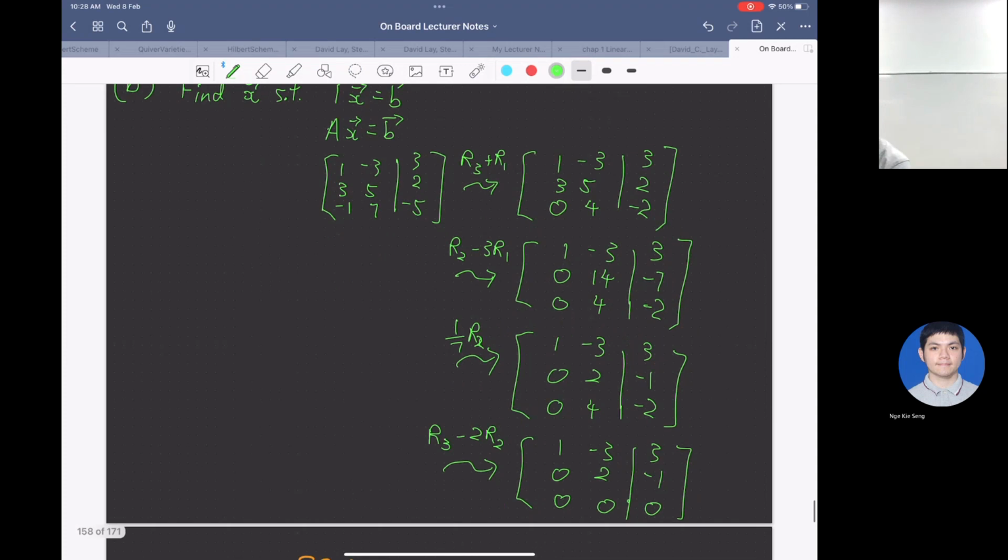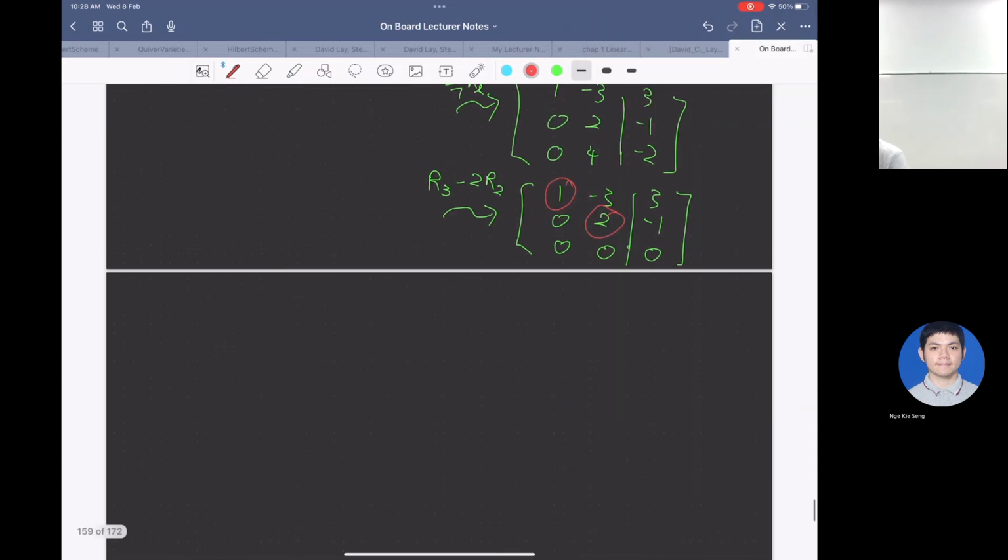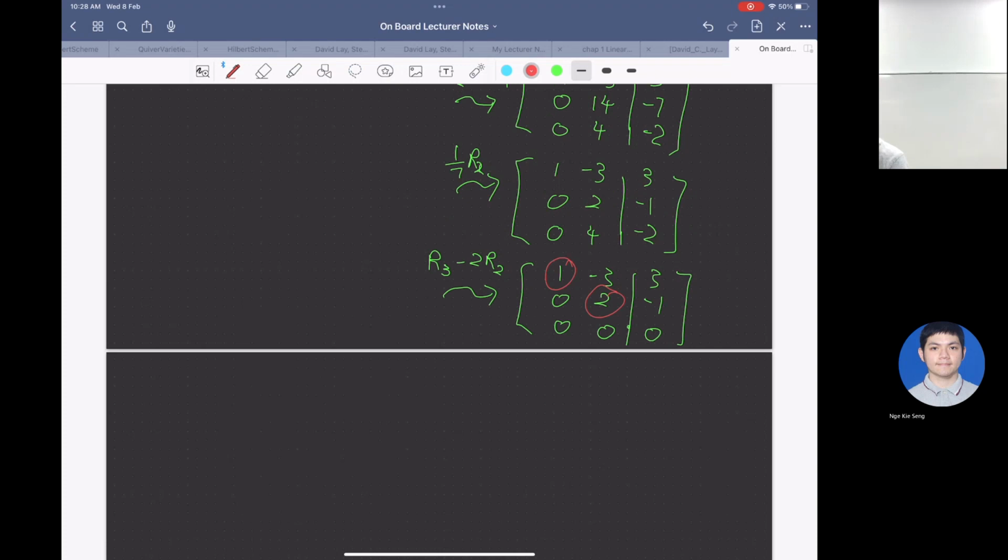So you can see that you have two pivots here. Okay. So what you can do, you can write x1 minus 3x2 equals 3, and then 2x2 equals minus 1, which means x2 equals minus a half.